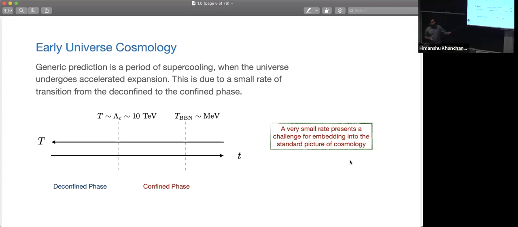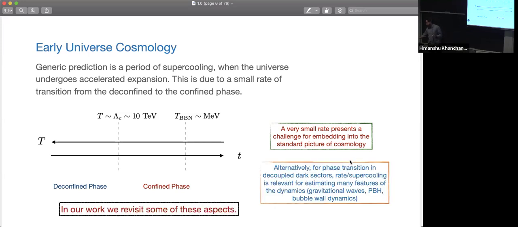And this is usually if you take, for example, the confinement scale to be of the order of tens of TeV, which is how all these theories are traditionally thought about, and then MeV is not too far from TeV. Of course, alternatively, if the phase transition is happening in decoupled dark sectors, where the scale doesn't have to be the electroweak scale or whatever, the rate and the supercooling are relevant for estimating many features of the dynamics. For example, gravitational waves, and people have argued that it can be a way to form primordial black holes and whatnot. Okay, so this is just to give some broad motivation for why these questions are relevant.